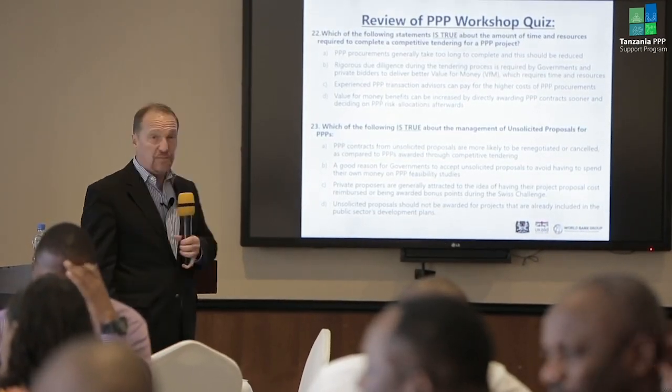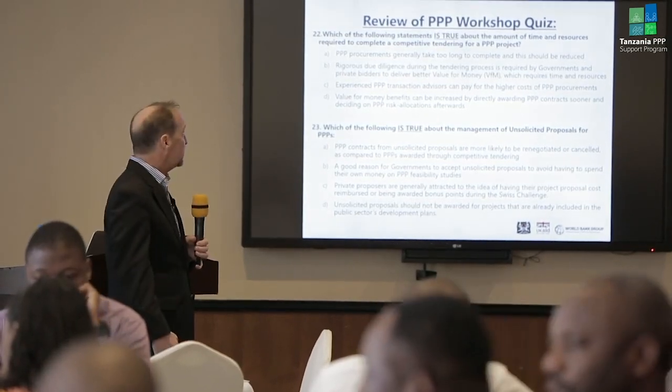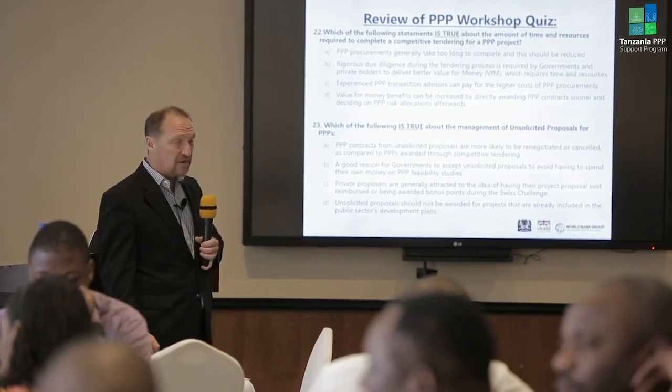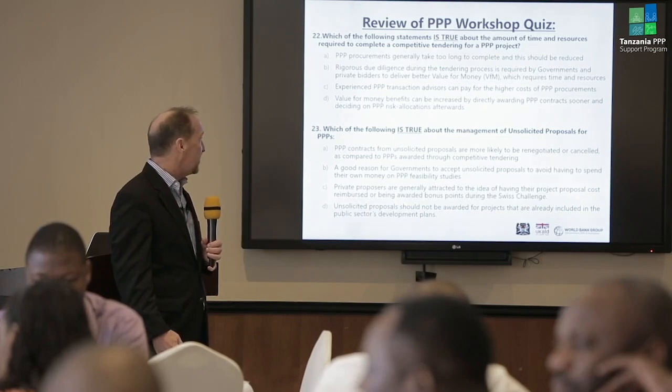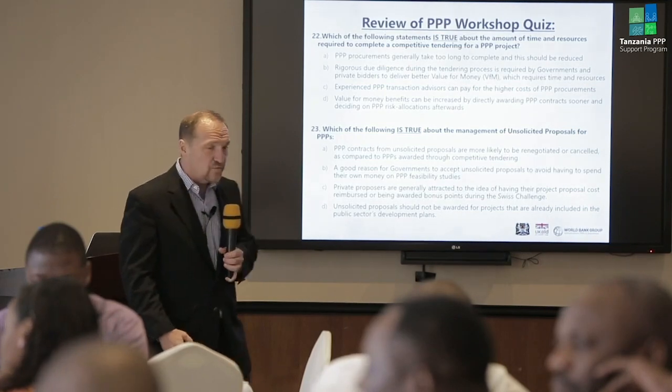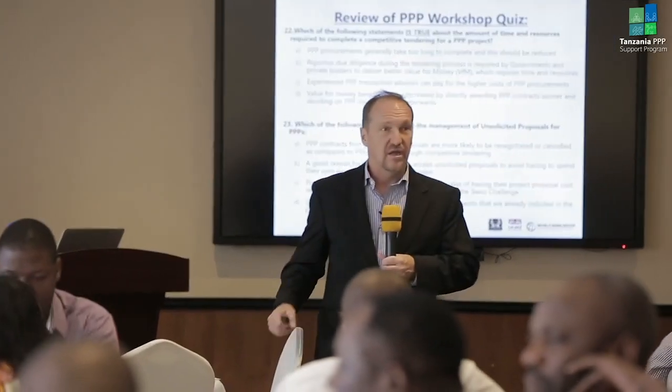Is it A, PPP procurements generally take too long to complete and this should be reduced? Is it B, rigorous due diligence during the tendering process is required by governments and private bidders to deliver the best value for money, which takes time and resources? Is it C, experienced PPP transaction advisors can pay the higher costs of PPP procurements? Or is it D, value for money benefits can be increased by directly awarding PPP contracts sooner and deciding on risk allocations afterwards? What is the answer?